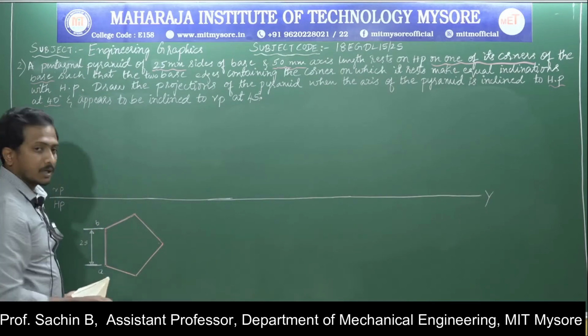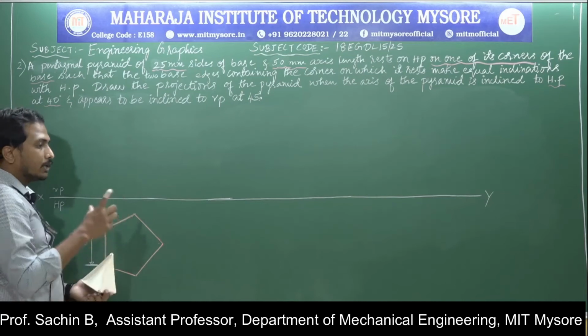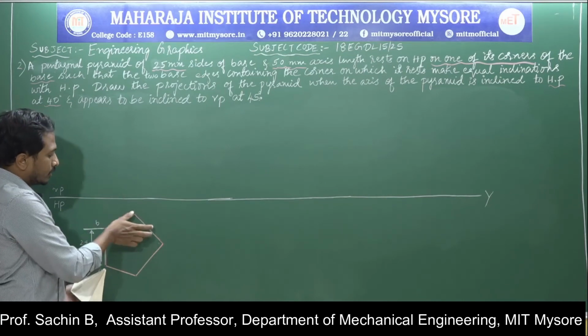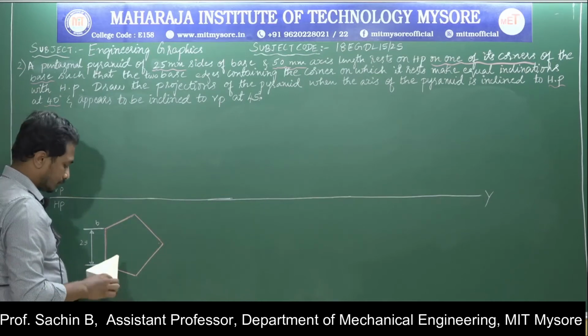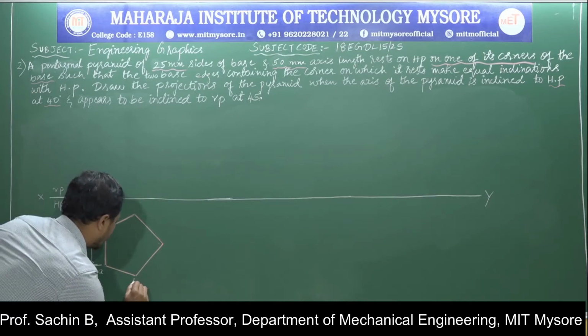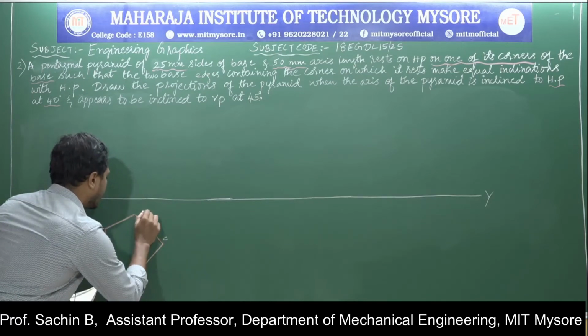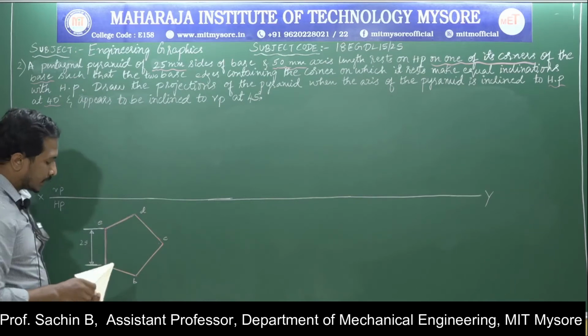We can use the compass by measuring any one of the edges, or with your scale, 25 mm sides. From this corner you can cut the arc, and you can solve the problem. Next, these are the A, B, C, D and E points. Now this is the pentagonal pyramid.